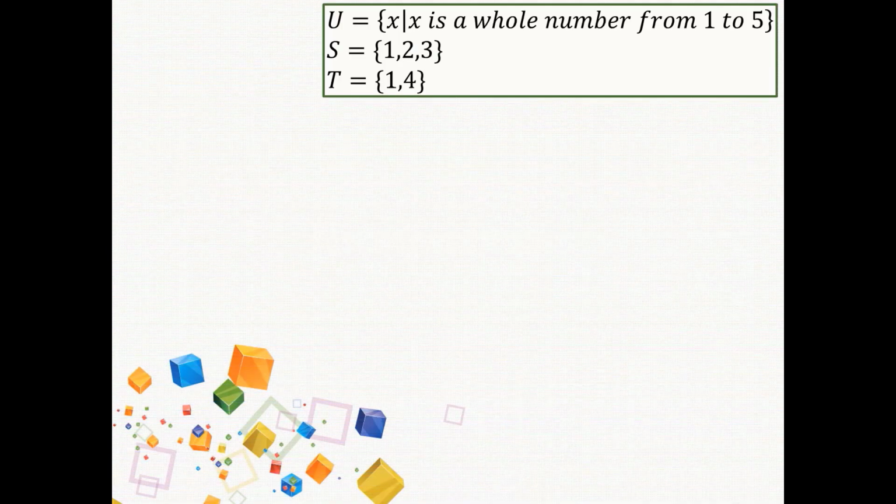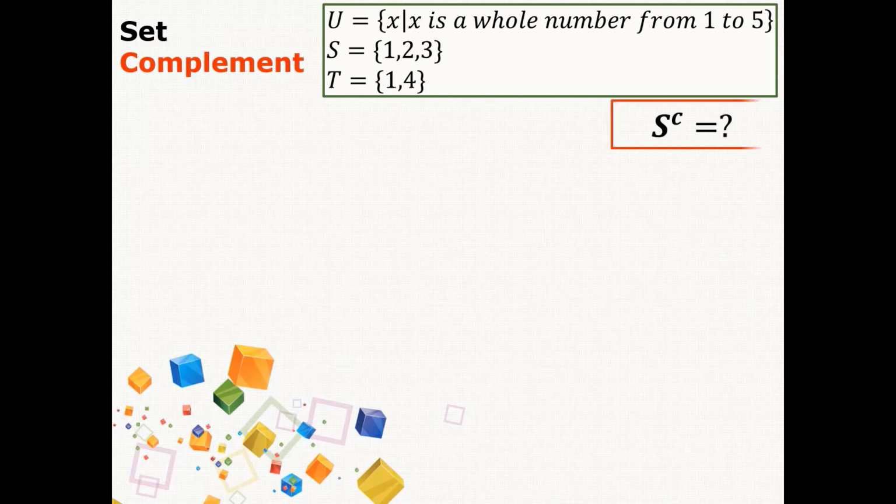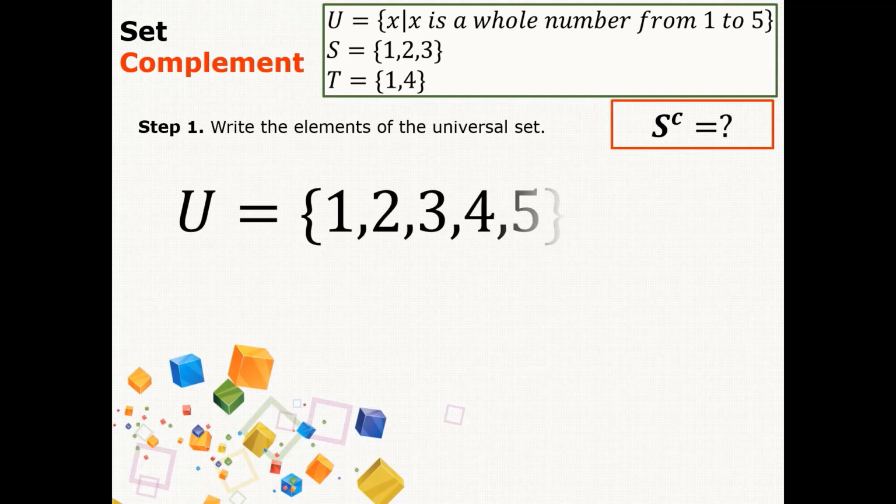As for the last set operation, the set complement, we are going to consider the universal set. So we have set U here, and a set of X, such that X is a whole number from 1 to 5. So we simply write all the elements in roster form.